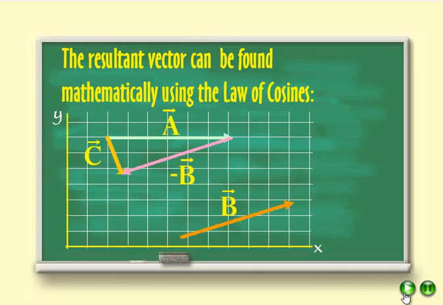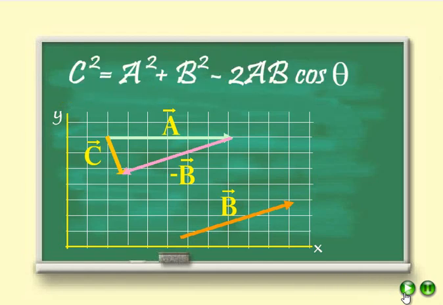The resultant vector can also be found mathematically in non-right triangles using the law of cosines. The law of cosines states that the resultant side, C squared, is equal to side A squared plus side B squared minus 2 times side A times side B multiplied by the cosine of the angle theta.